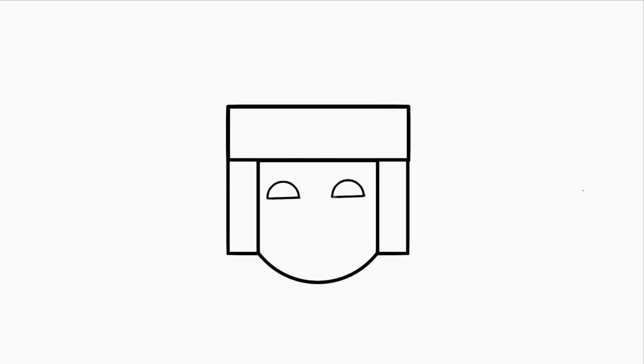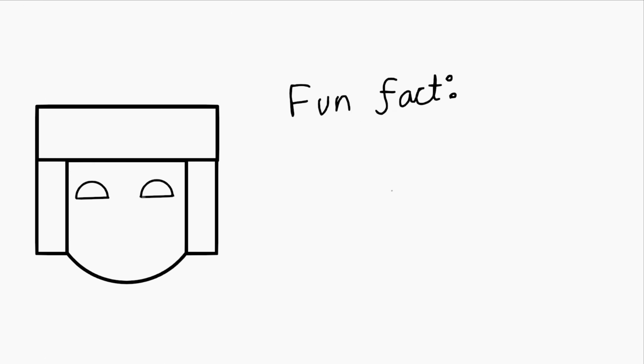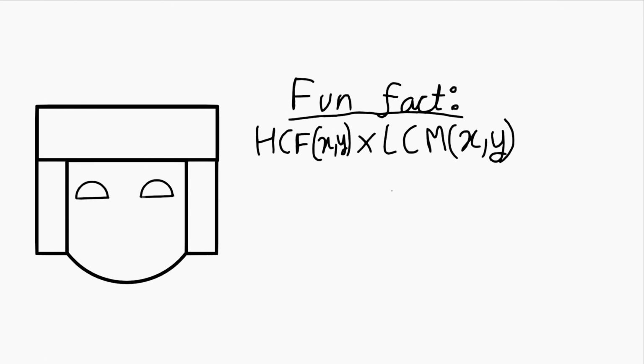Now on to multiplication of fractions. It's pretty simple, we just multiply the numerators and the denominators. Fun fact, the product of the HCF and the LCM of two numbers is equal to the product of the two numbers. Now exponentiation is just repeated multiplication, so do it for the fractions yourself.